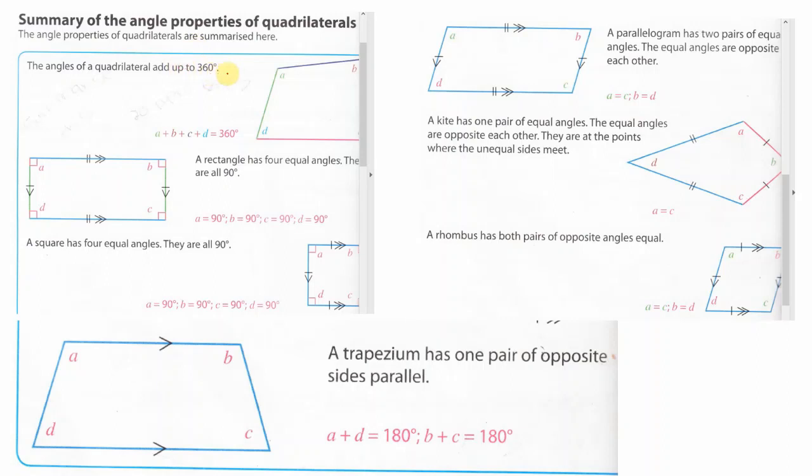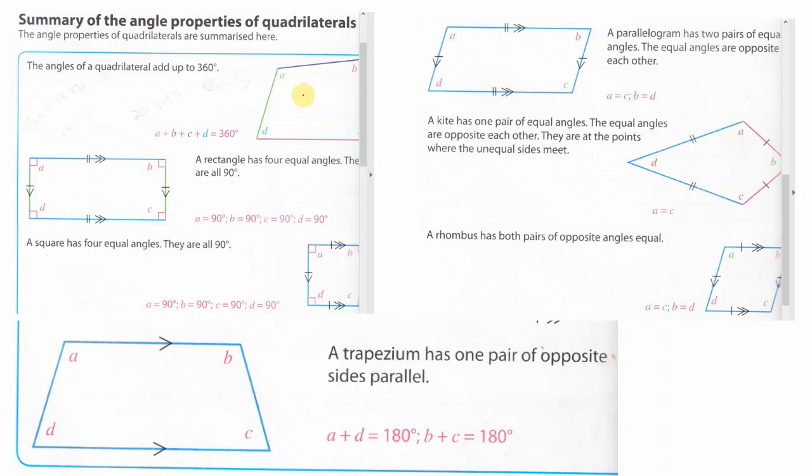So let's look at all our various different types of quadrilaterals, since just as we can classify triangles, for example, as isosceles or scalene and right-angled and obtuse and acute, we can also classify quadrilaterals. We are going to first focus on the angle properties of quadrilaterals. In a later video we will focus on the side properties. So we already indicated the angles of a quadrilateral add up to 360 degrees.